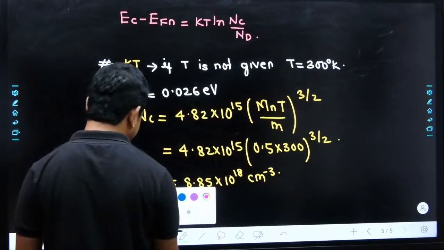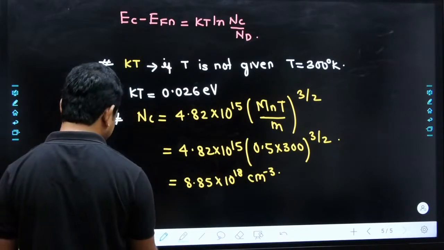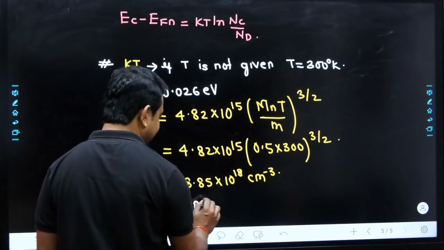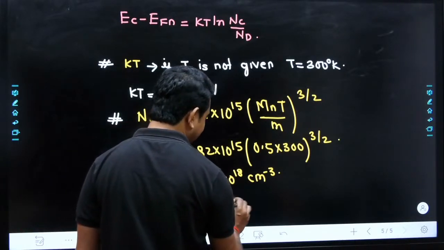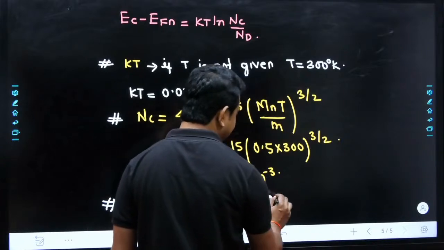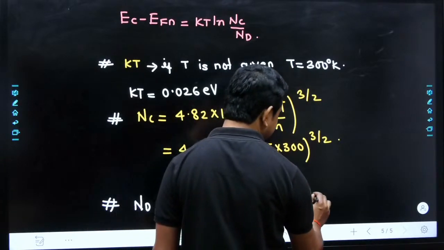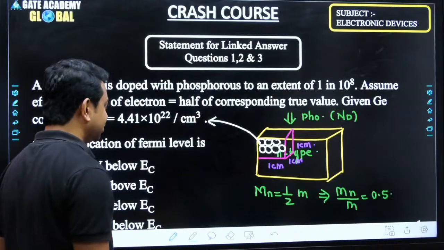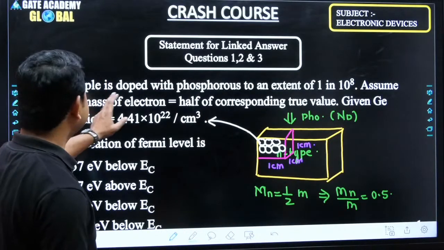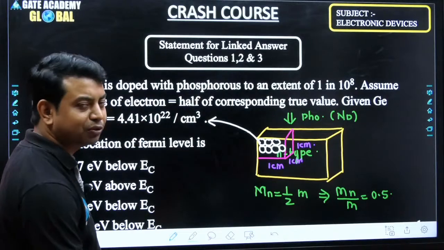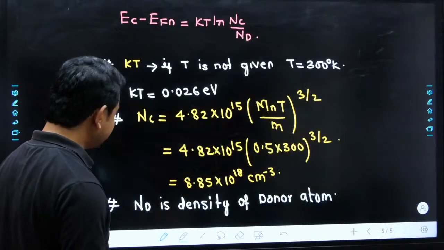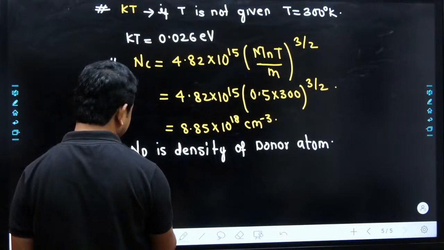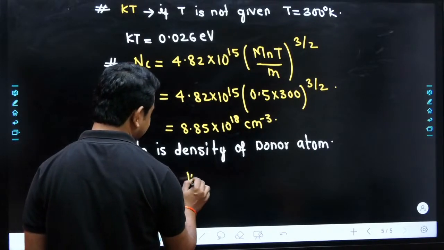What is Nd here? Nd is nothing but the density of donor atoms. And we know one thing from this question. A germanium sample is doped with phosphorus to an extent of 1 in 10 to the power 8. From this given data, we can find out the ratio, 1 in 10 to the power 8.